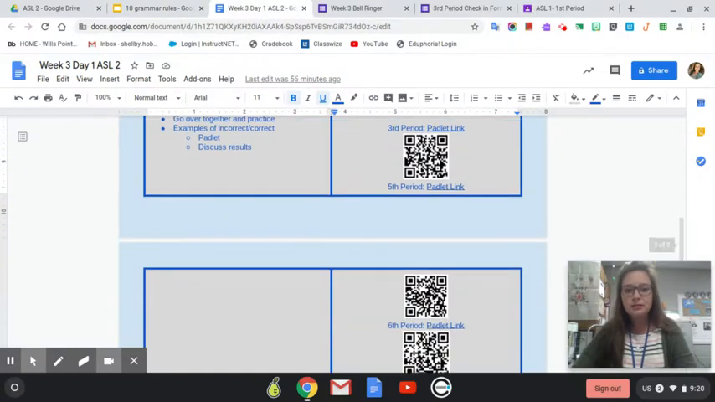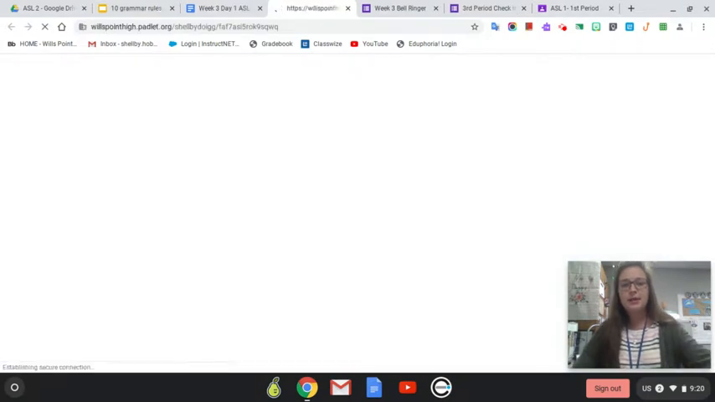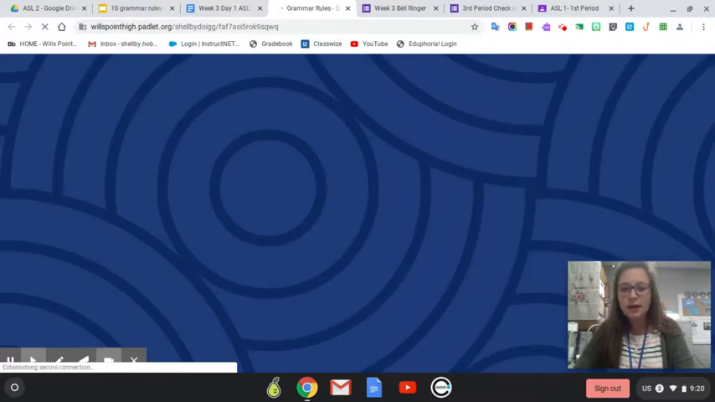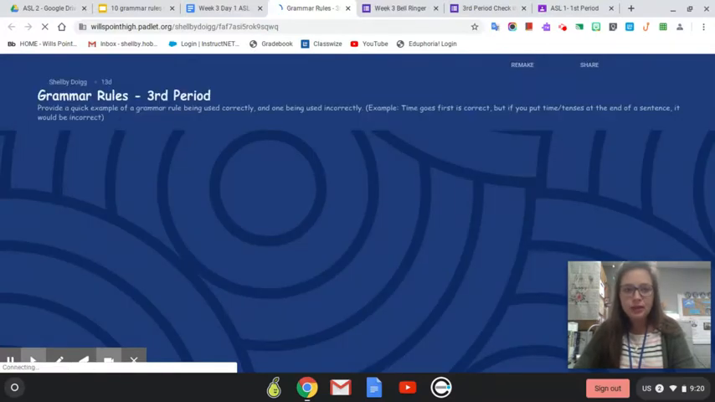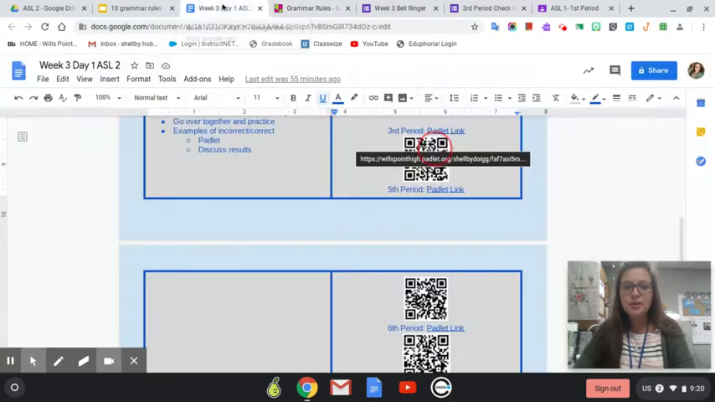So after that, students will come over to this Padlet link and provide a good and bad example. So if you're 3rd period, you'll click this link right here and provide an example. And what I want you to provide, it states on the Padlet. So provide a quick example of a grammar rule being used correctly and one being used incorrectly. So my example was time goes first would be correct, but if you put the time at the end of the sentence, it would be incorrect. So you'll provide your own example.